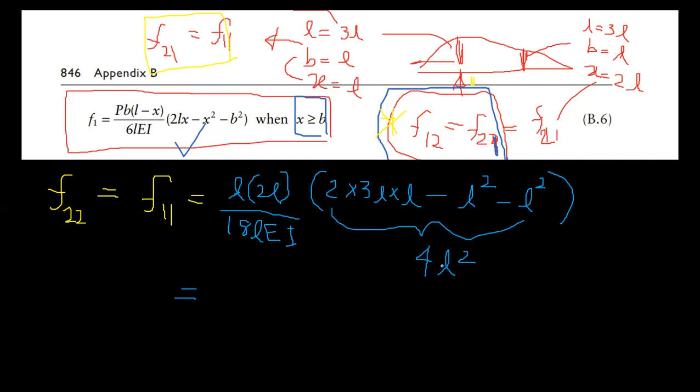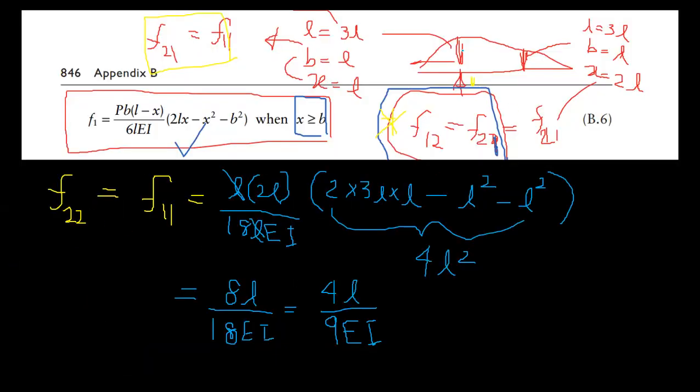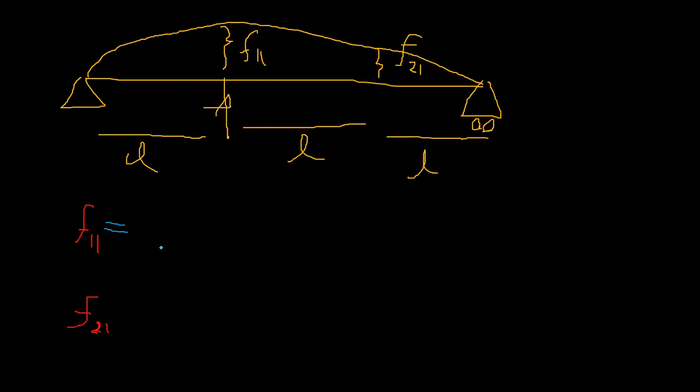So altogether that's going to be how much? 4 into 8 over, so it cancelled, 8L over 18 EI. So that's going to be 4L over 9 EI. Is that right? Yes, 4L over 9 EI. So we are considering positive displacements, right? So that is positive, so this is plus.